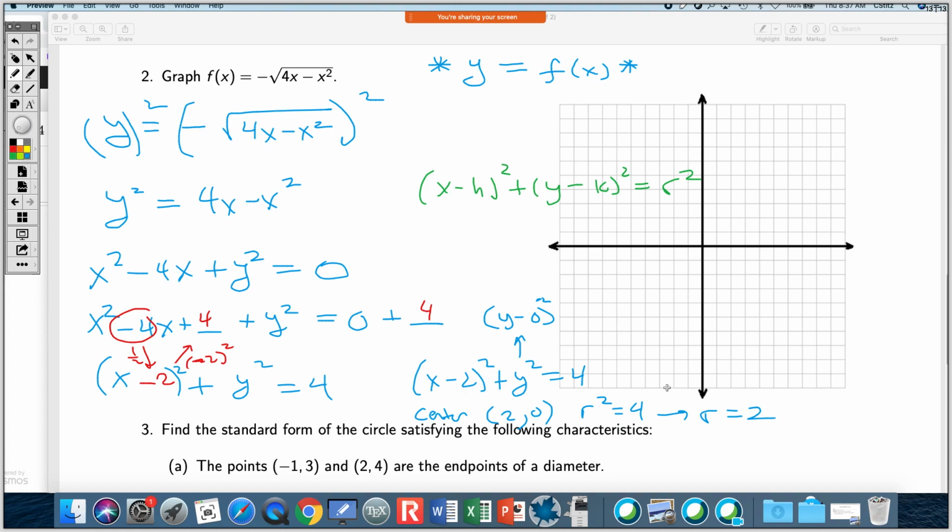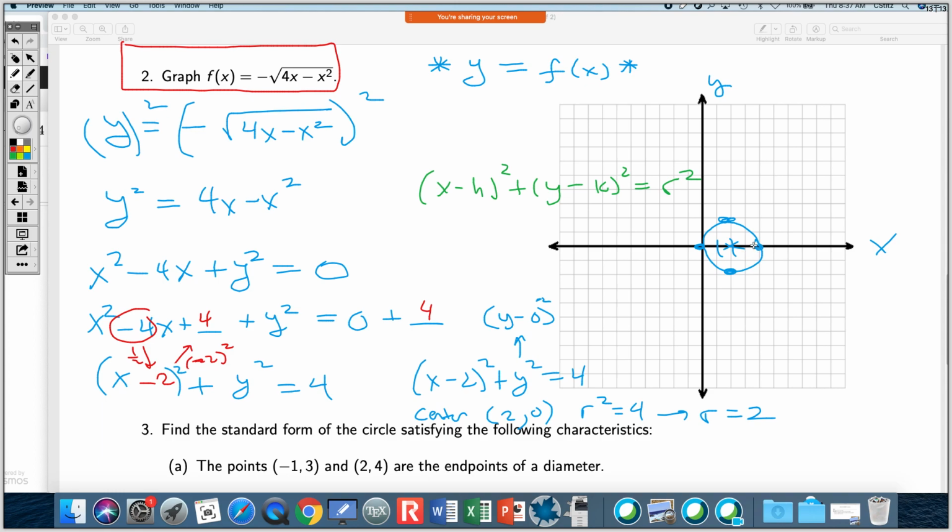So if I go to graph this circle, I'd start over here. The center's 2, 0. Radius is 2, so that's my center. So I go 2 units left and right, 2 units up and down. And I would be graphing the circle. All right? But I wasn't asked to graph the circle. I was asked to graph this function.